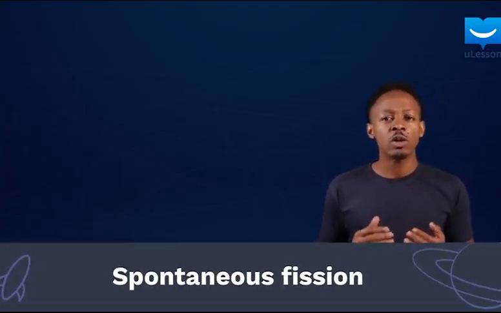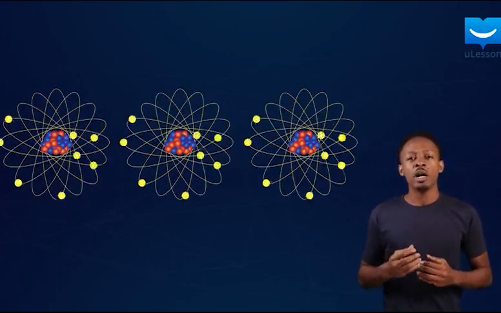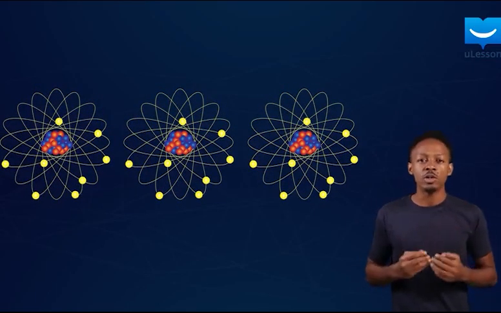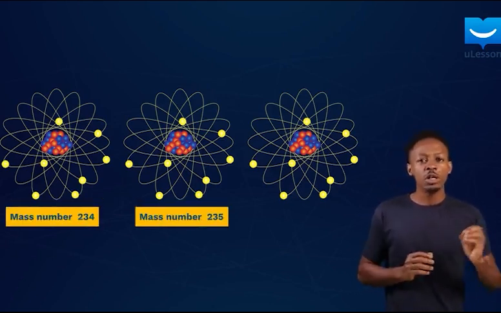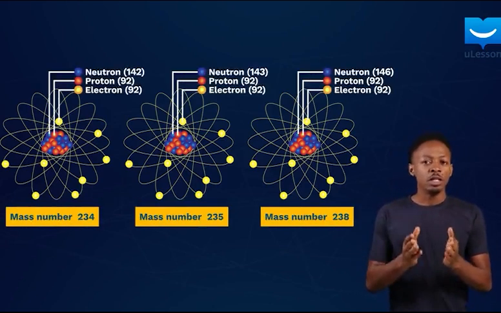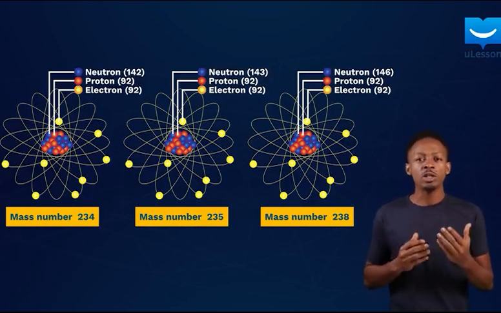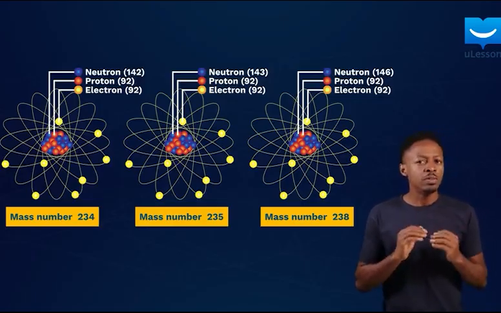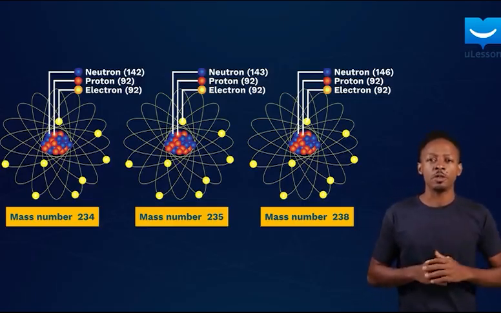Spontaneous fission usually occurs in elements that have atoms with heavy nuclei. This means their nucleus has a large number of protons and neutrons. An example of such an element is uranium. Uranium has three naturally occurring isotopes with atomic number 92 and mass numbers 234, 235, and 238. This implies each of these isotopes has a very high number of neutrons compared to the number of protons. This makes them very unstable and very likely to split through spontaneous fission.